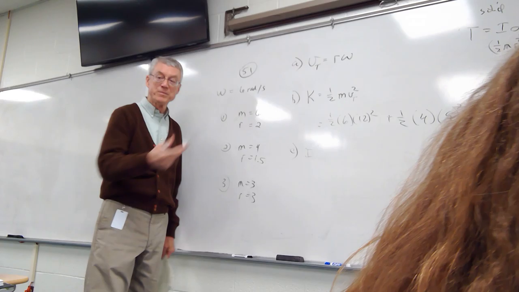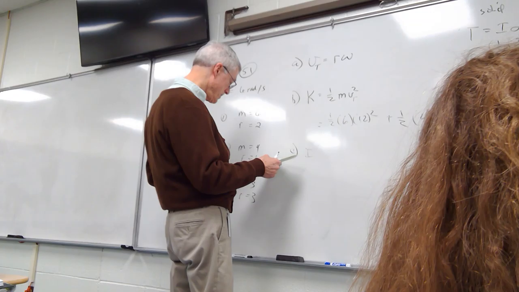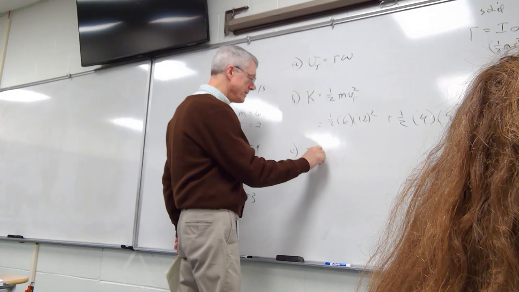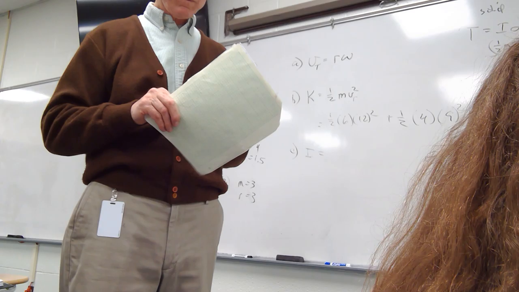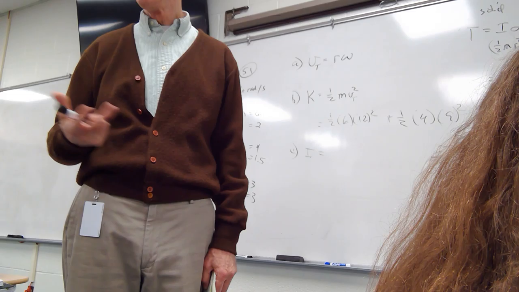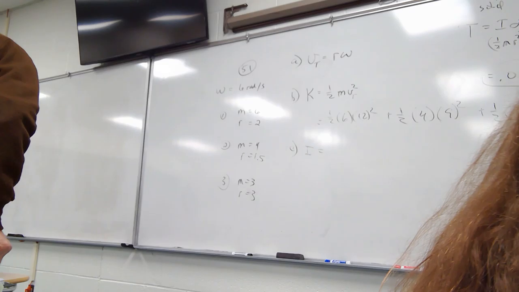So what are these things? Are they solid disks? What are they? What does the problem say they are in the very beginning of the problem? Just three objects. Does it say they're hollow inside, or does it give you any more information at all? They're just objects? Where is this number 51? Rotate about the z axis with angular speed, the mass m.